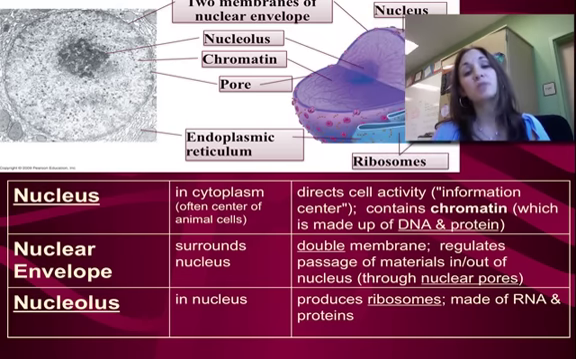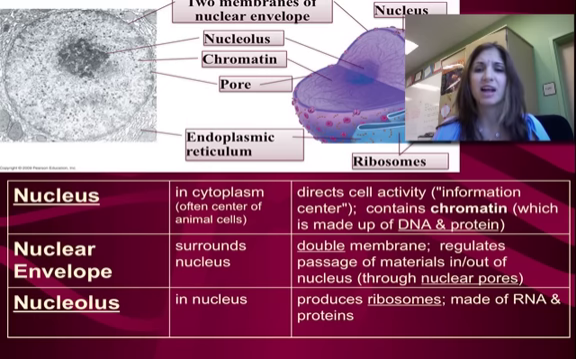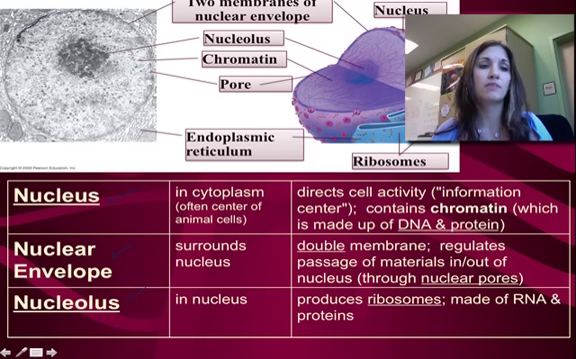If we're going to talk about the process of manufacturing and breaking down various biomolecules, the natural place to start is the control center. And the control center of any cell is the nucleus. Okay. The nucleus actually has a few different parts to it. We have the nucleus itself, which is composed of a nuclear envelope, sometimes also called the nuclear membrane, and the nucleolus.